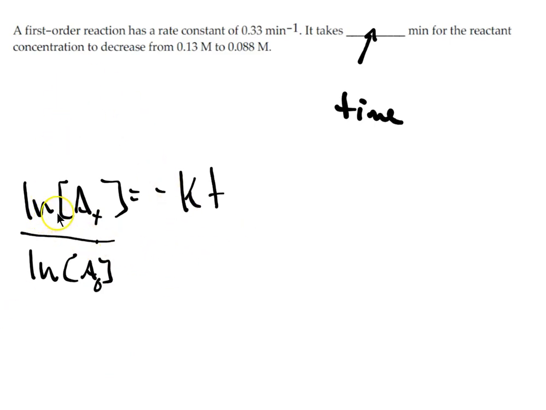So the ln of at, all right, it goes from 0.13, so that's where you start, to 0.088. So that's your concentration at a specific time. So 0.088 would be right here. 0.13 would be right here. And then K is 0.33. So you're going to take all of this, divide it by negative K, right? You with me? And that should give you your time. What do we get?